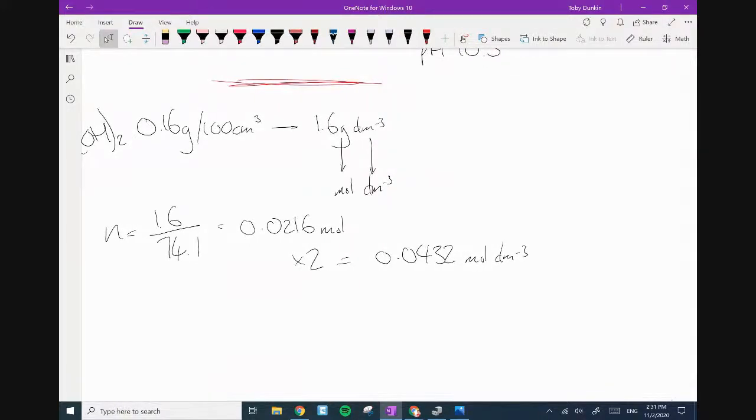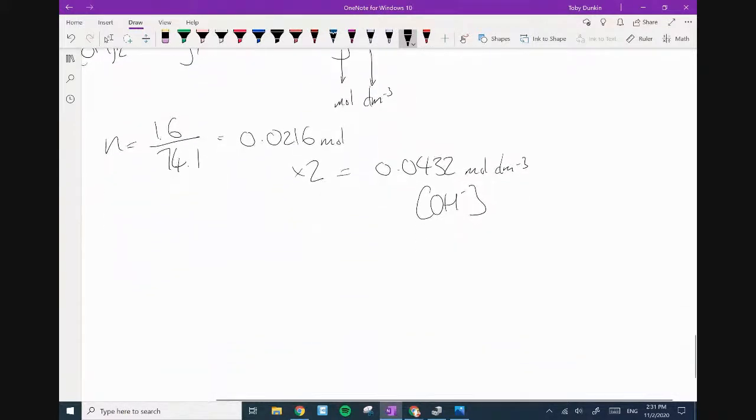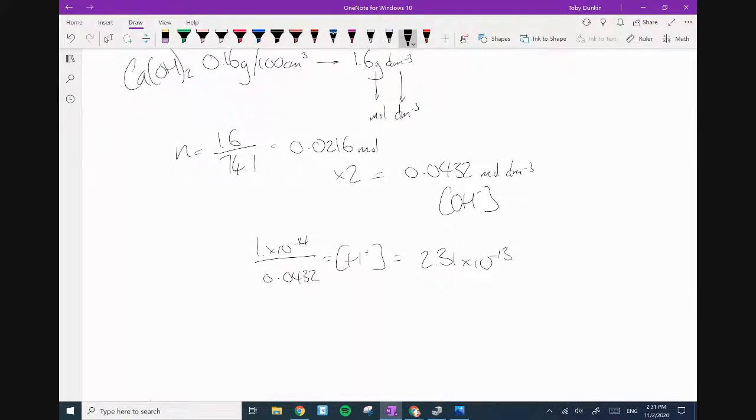Right, now that's the concentration of the OH minus ions. Perfect. Now I can run it through Kw. 1 times 10 to the minus 14 divided by 0.0432 equals the H plus concentration. That gives me 2.31 times 10 to the minus 13. Is someone going to beat me? I hope not. Minus log answer, pH 12.6.